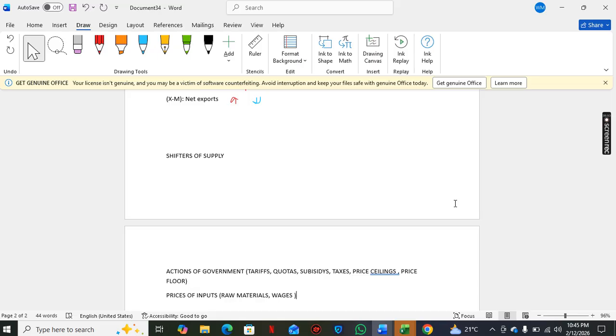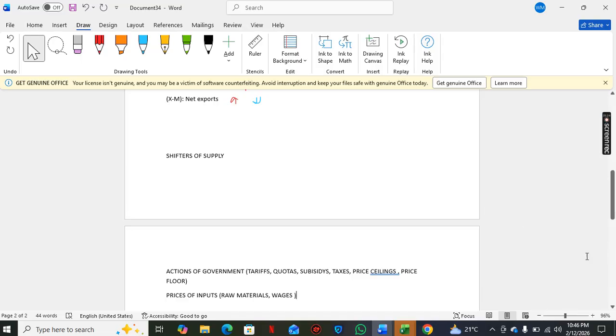Yes, the next shift is the prices of the inputs, basically the factors of production. Price of raw materials and wages. If the price of raw materials goes up, it means it gets expensive to get those raw materials. It means you get less of those raw materials. And when you get less of those raw materials, you produce less.